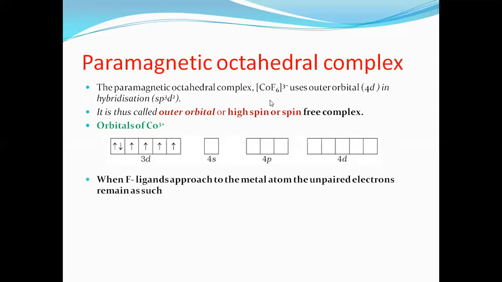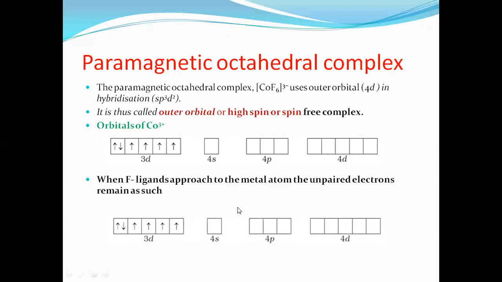Now we know that fluoride ligands are approaching to form the complex, and these fluoride ligands have no capacity to pair the last two electrons present in the 3d orbital. The pairing of the 3d electrons depends on the ligand, and here the fluoride ligand has no capacity to pair up. Therefore, the unpaired electrons present in the 3d orbital remain as such. They do not undergo pairing.